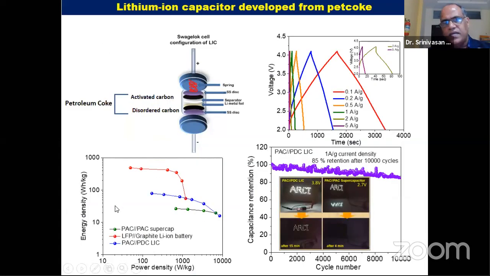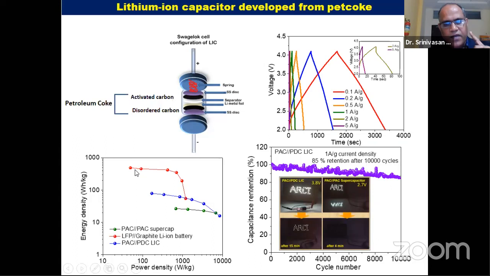And this one shows the lithium-ion capacitor performance. If you can see, the green one is the supercapacitor. The energy density is very low, and if you see the power density, it is very high. It can deliver power instantly. And then the blue one has high energy density, but the power density is very poor. Sorry.